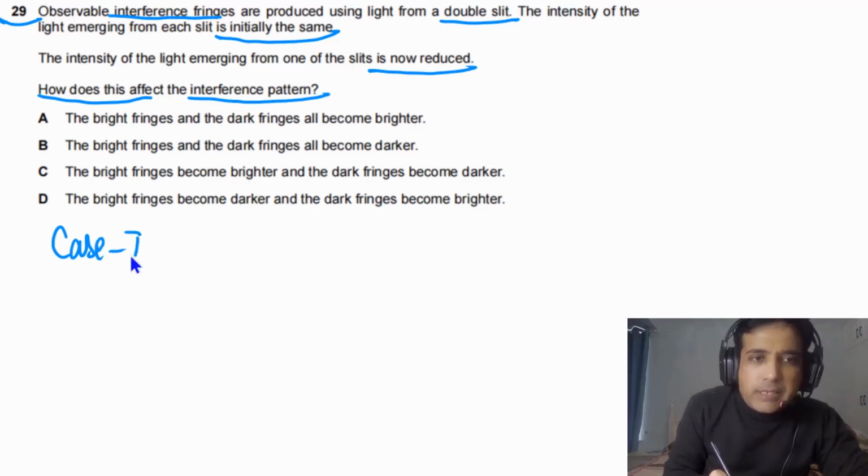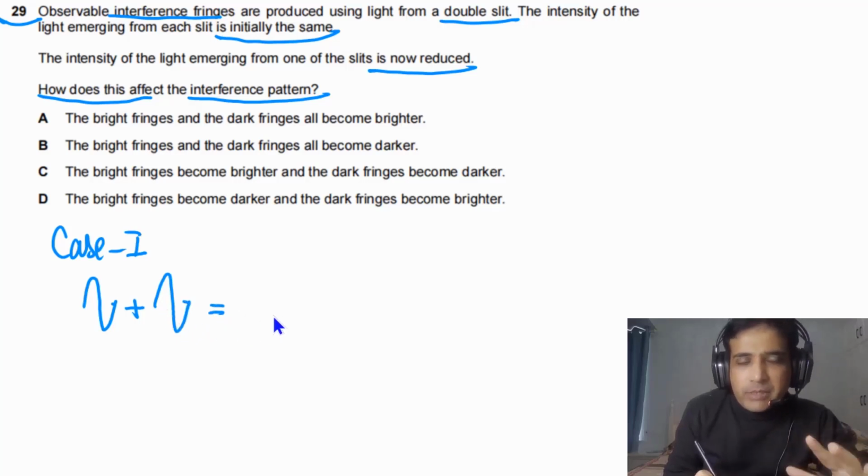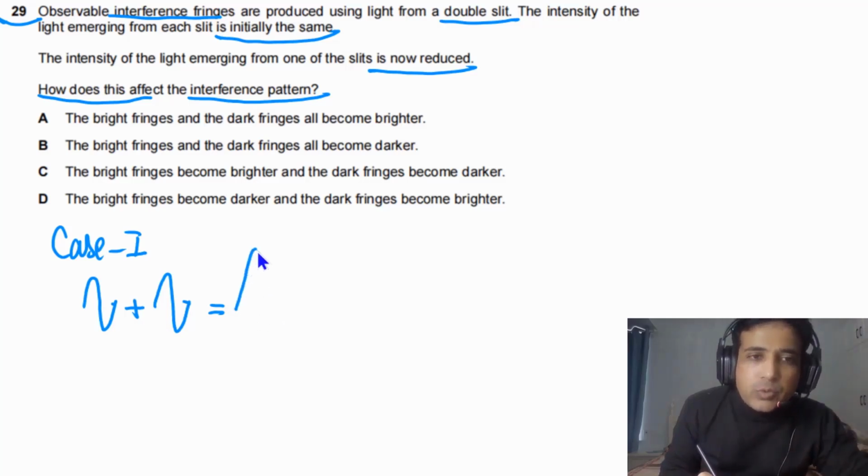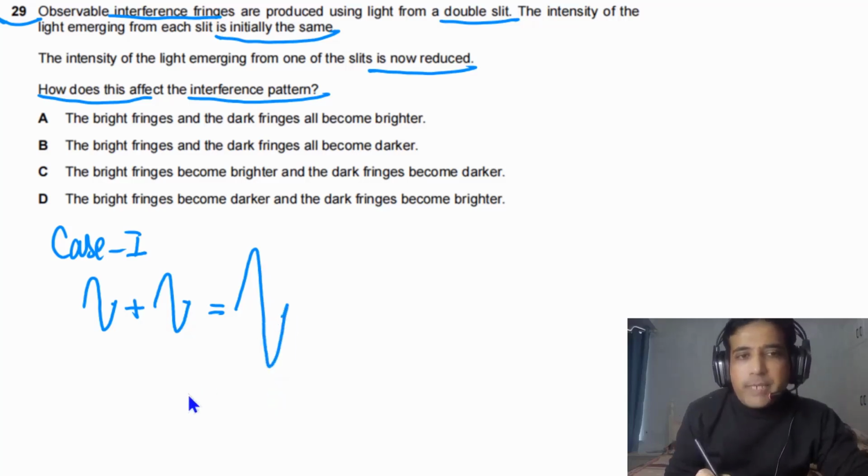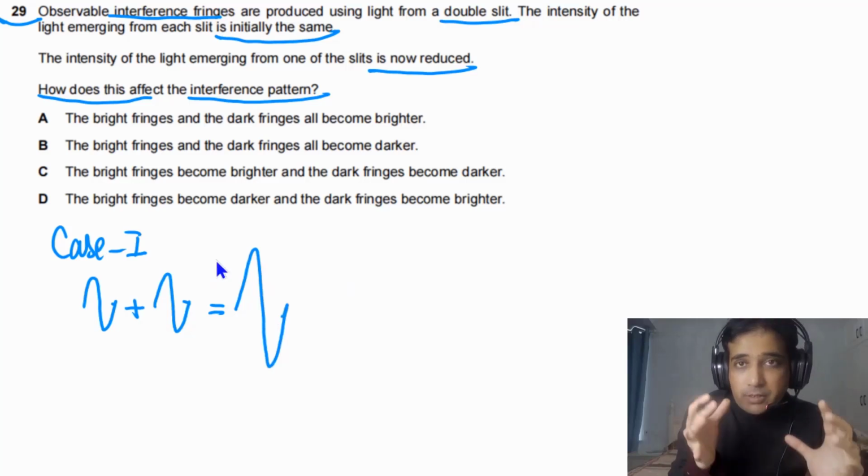We will discuss case 1 first of all. In case 1, it is given to us intensity is the same from 2 slits. So simply you can imagine these are the waves coming from those 2 slits. They have the same amplitude. So when these 2 waves meet and interfere constructively, we will get a super crest, means a bright maximum. So this is when they interfere constructively.